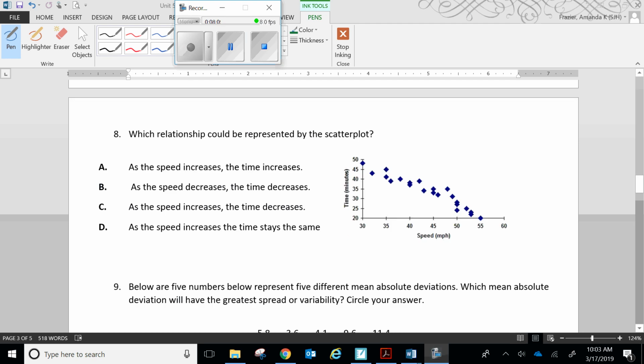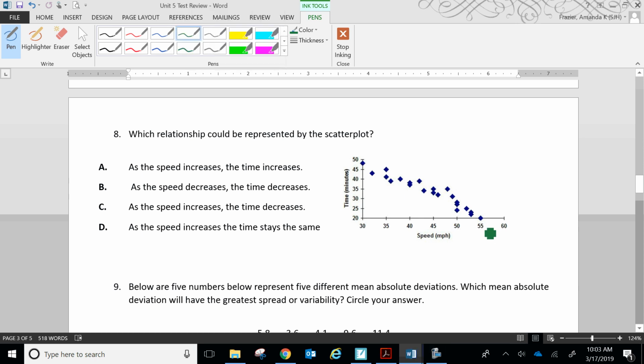Number 8, which relationship could be represented by the scatter plot? As the speed increases, the time increases. So I'm looking at my speed, and as it increases, my time. Here's my speed at 55, my time is at like 20. But when my speed was at 30, my time was at like 55. So the speed is not increasing as the time increases.